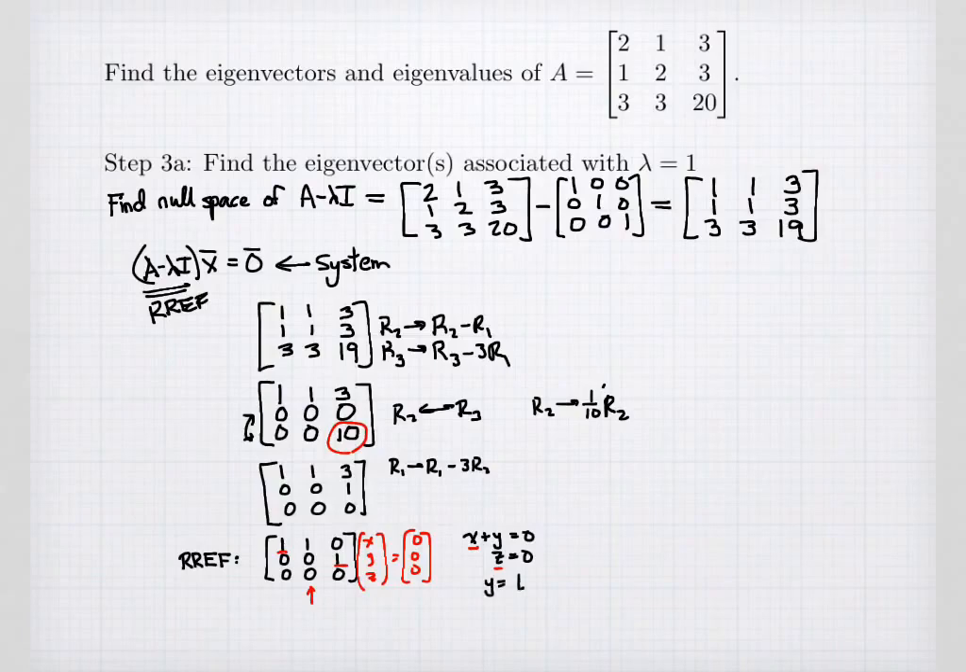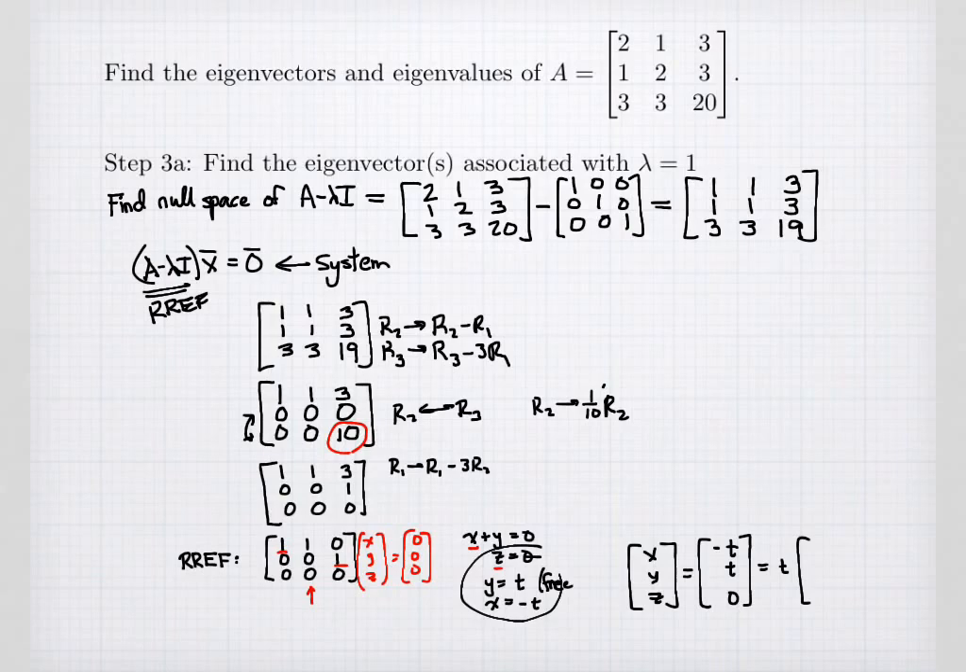And we can give it a parameter, say t, because it's free, and solve for x. X is going to be equal to negative y, so that's negative t, and this allows me to solve my system. My vector x, y, z has to be of the form negative t, t, 0. And so I can choose any t I want and scale it. I like to factor it out. Negative 1, 1, 0. And any multiple of this vector is my eigenvector.